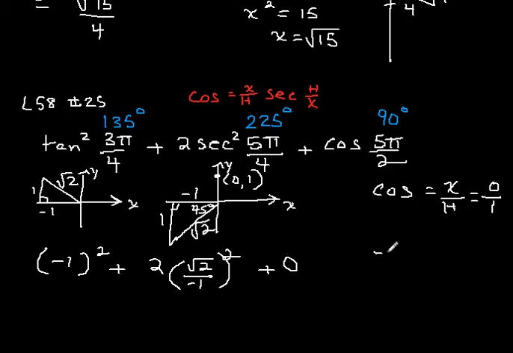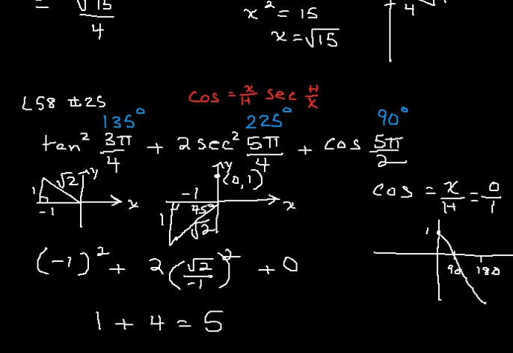Or the other way, now that we can graph these things, because we know this is going to be 1. This would be 90, 180. And you know the cosine curve goes like this. So we know the cosine of 90 is 0. But either way, you're going to get 0. And we're going to get -1 squared is 1, plus negative square root of 2 squared would be 2. 2 times 2 is 4. And so you're going to get 5 for your answer.